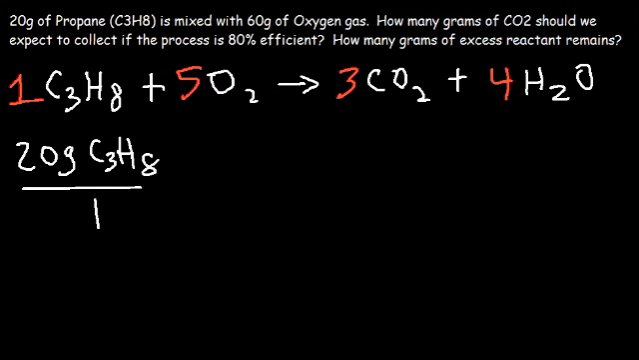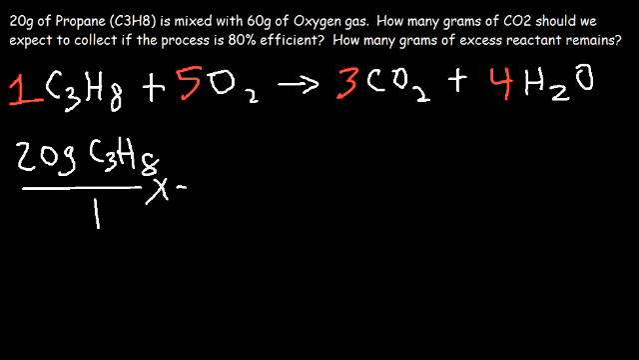So here's the outline of what we need to do a gram to gram conversion. We need to use the molar mass to convert the grams of propane to the moles of C3H8. And next, we need to use the molar ratio to convert from moles of C3H8 to the moles of CO2. And then we can use the molar mass of CO2 to convert from moles to grams.